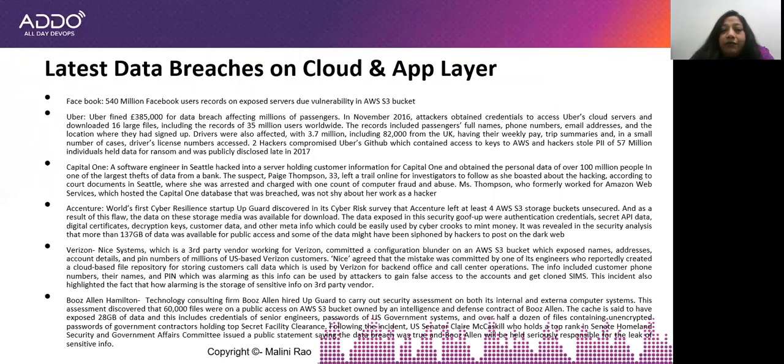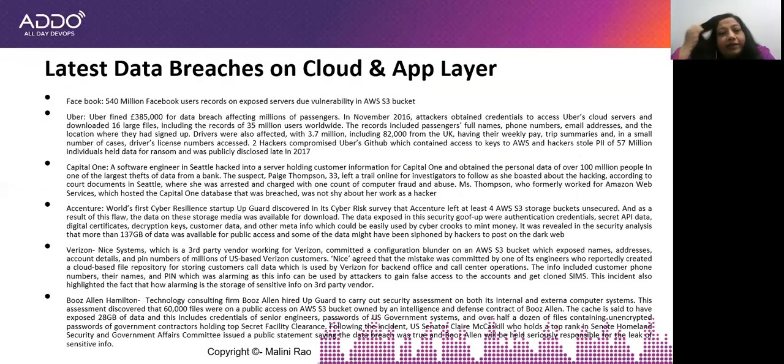If you look at Facebook, 540 million Facebook user records got exposed due to a vulnerability in an AWS S3 bucket. And a couple of quite infamous breaches, like Uber, which got fined multiple times for a breach that happened on the cloud servers, because the records included passenger full names, phone numbers, email addresses, and location.